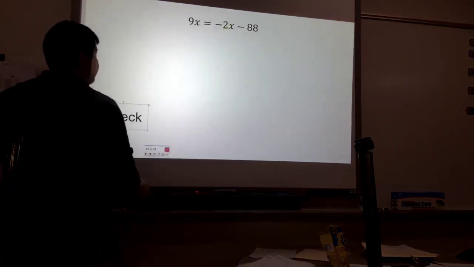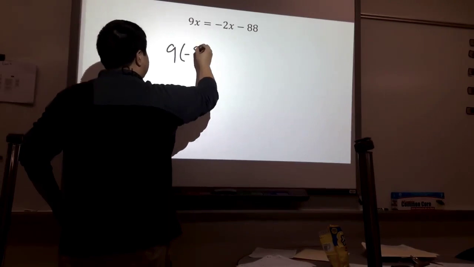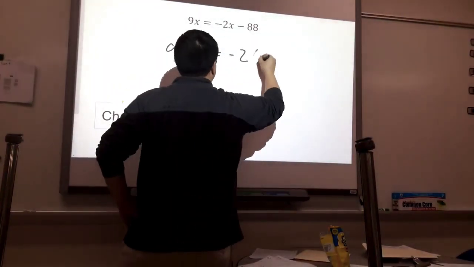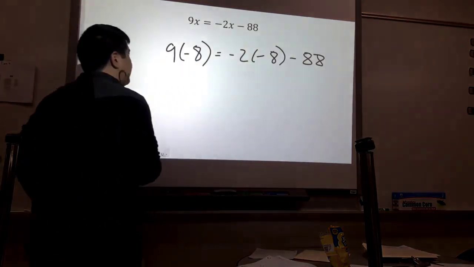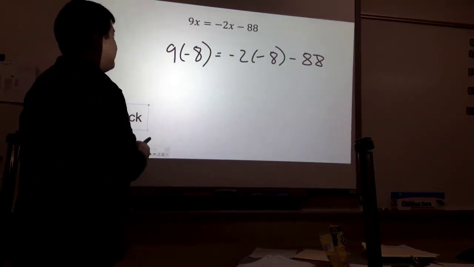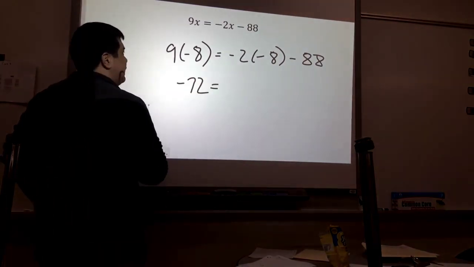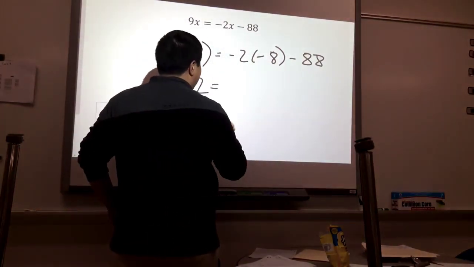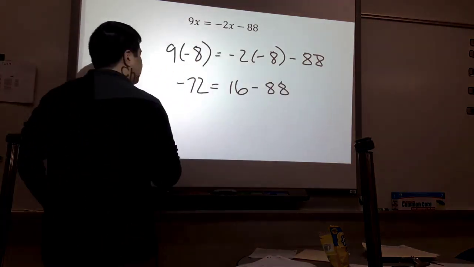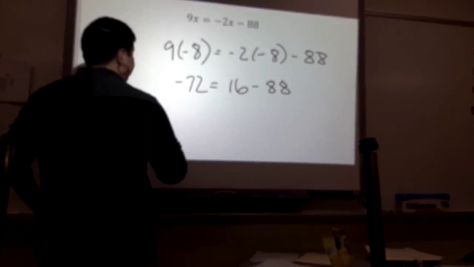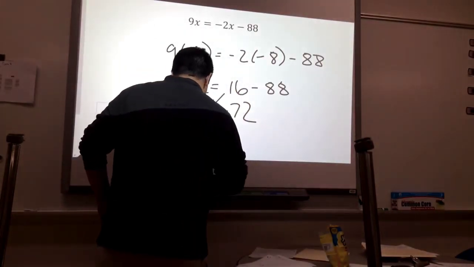Let's check it. 9 times negative 8 equals negative 2 times negative 8 minus 88. Wherever there's x, replace it with negative 8. 9 times negative 8 is negative 72, because negative times positive is a negative. Negative 2 times negative 8 is positive 16 minus 88. And 16 minus 88 is in fact negative 72. We did it correctly.